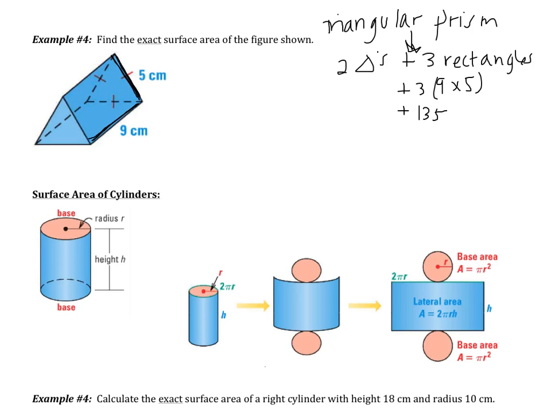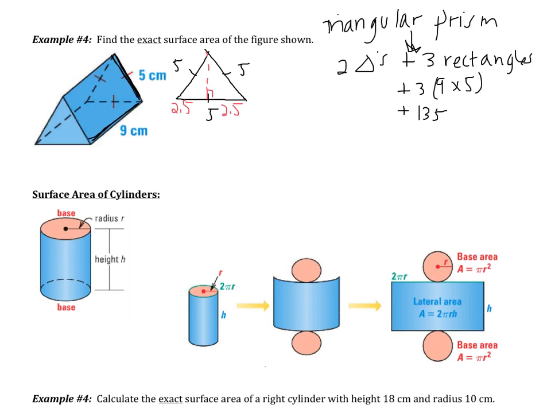Now I need to focus on the triangles. I'm going to redraw the triangle. It's equilateral and all the sides are 5. Okay, in order to find a triangle, I need 1/2 base times height. Right now I have the base of 5, but I don't have the height. So here's my height. It's going to split that 5 into 2.5 and 2.5. Okay, and then I need the height.